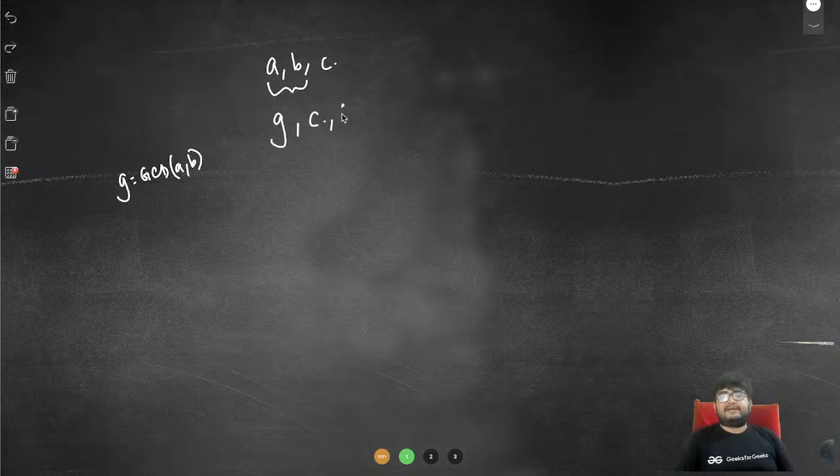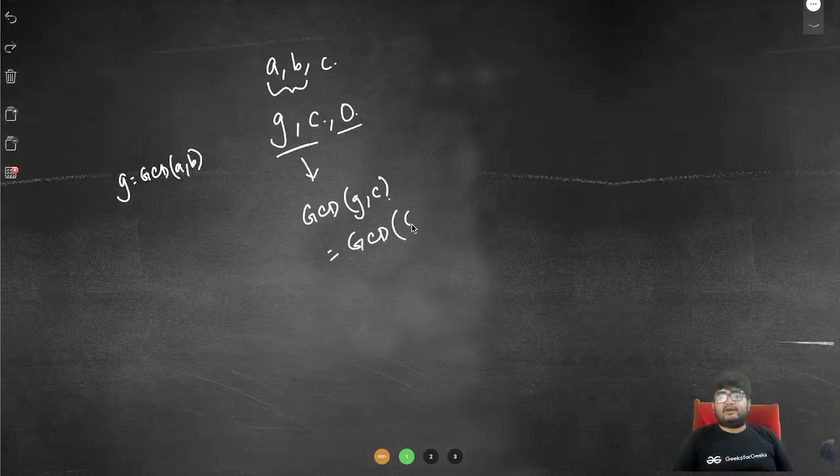Now we have G and C left, and one of the elements has become 0, right? So we do not take this. Okay, G, C, again we form the same thing. We do the same thing again with 2 elements. So it will get reduced to the GCD of G, C. What is the GCD of G, C? It is basically the GCD of a, b and c. That is, it is the GCD of a, b, c.